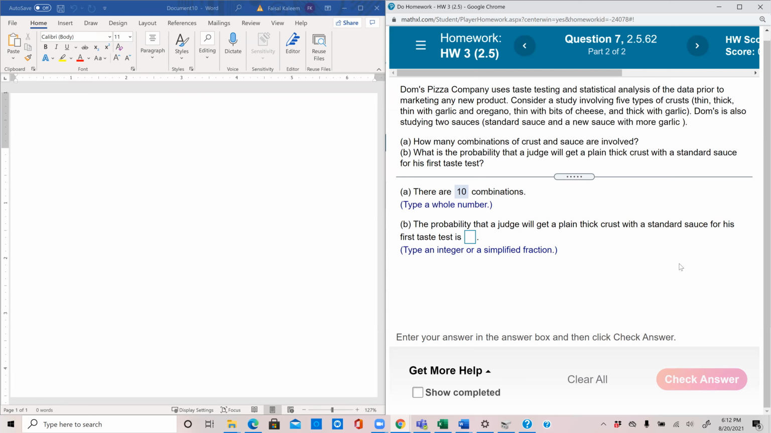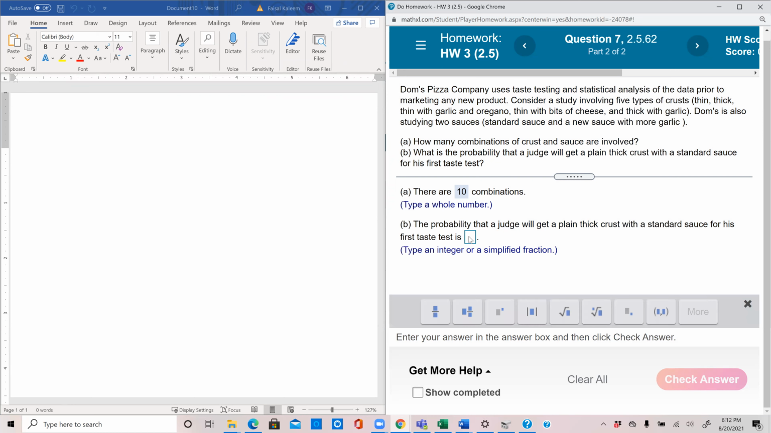Probability that a judge will get a plain thick crust with a standard sauce for this first taste. So the plain thick crust is one of the crusts and standard sauce is one of the sauces. So together they form one of these 10 combinations. So the probability of getting one of these 10 combinations is 1 out of 10.